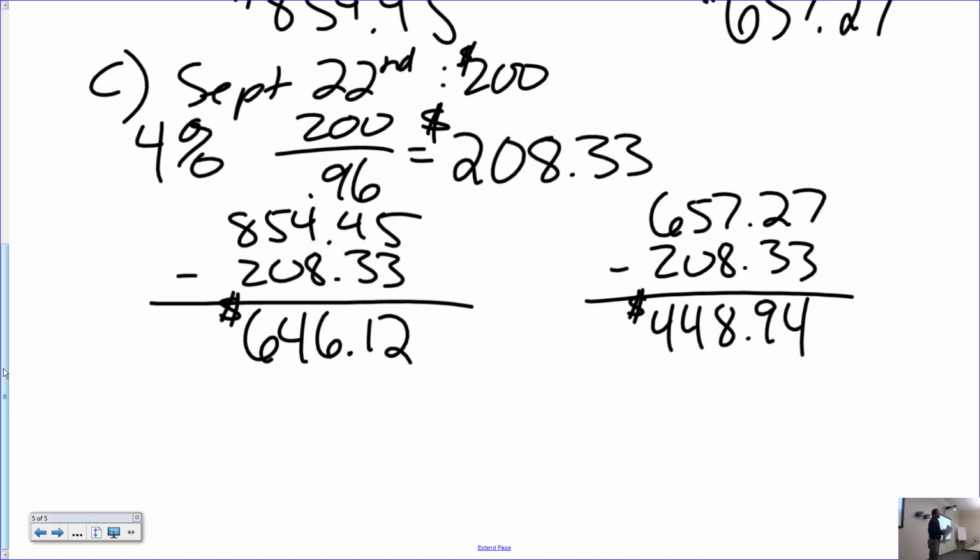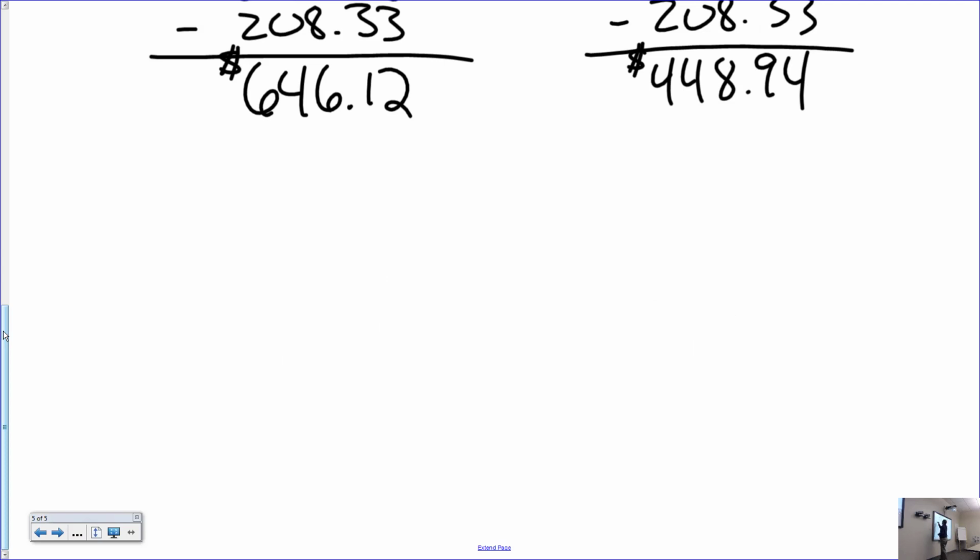And no, folks, there would definitely be a partial payment question on the final exam, guaranteed, right? 100% guaranteed. So you need to remember how to divide by the complement when you're getting one of these partial payments. And then last but not least, on part D, pay in full on September 27th.